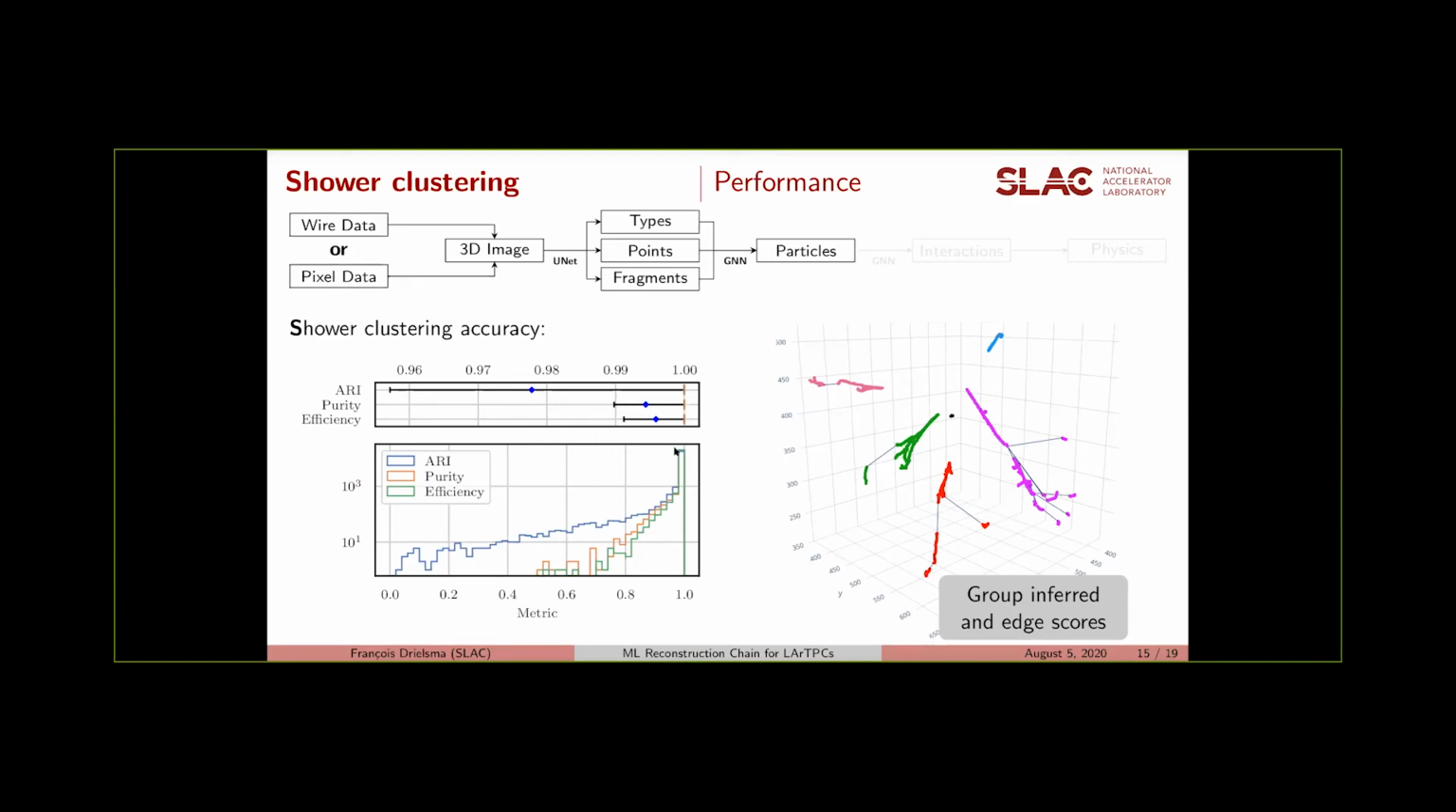And what you can see is that on average for a given image, the purity and efficiency is roughly 99.5%, and the ARI close to 98%. So it's doing a good job at separating the different shower objects.